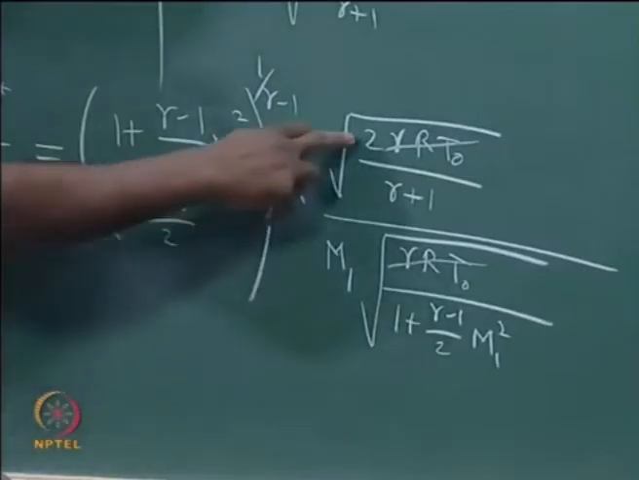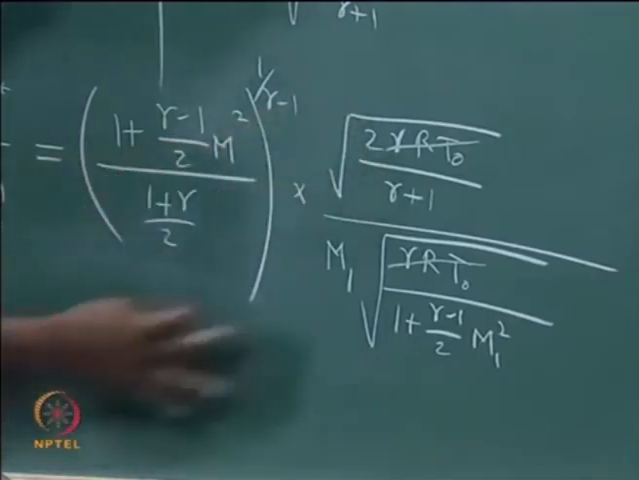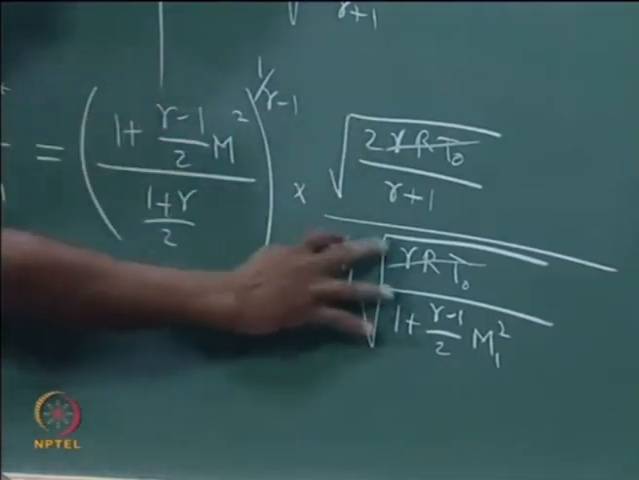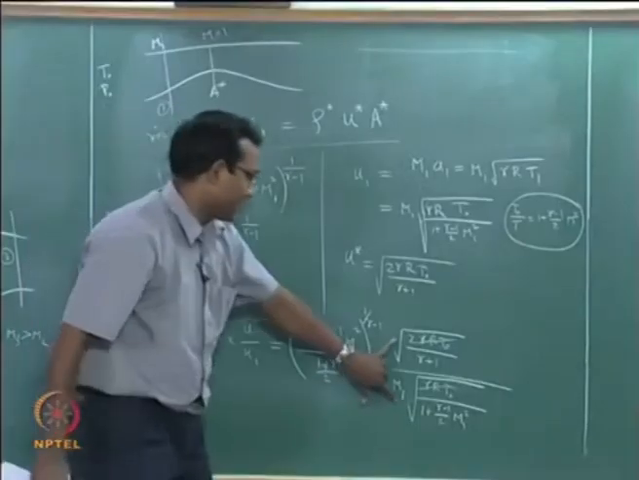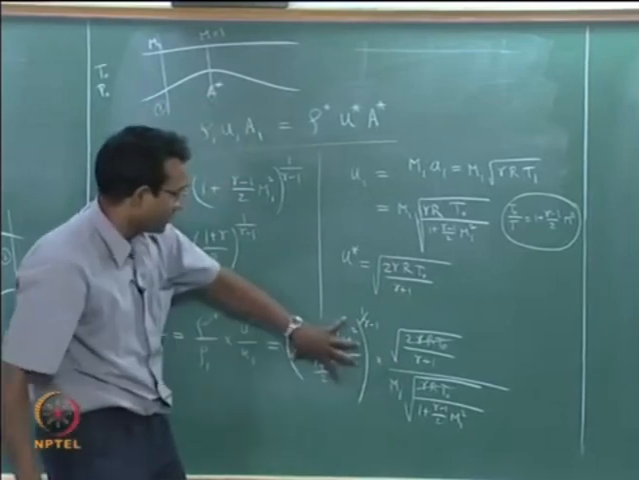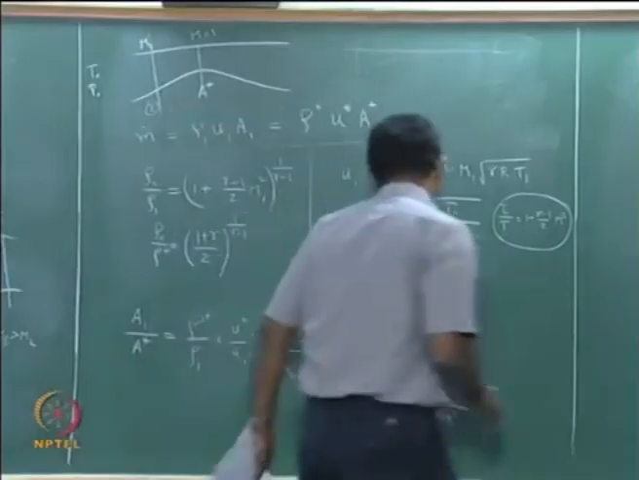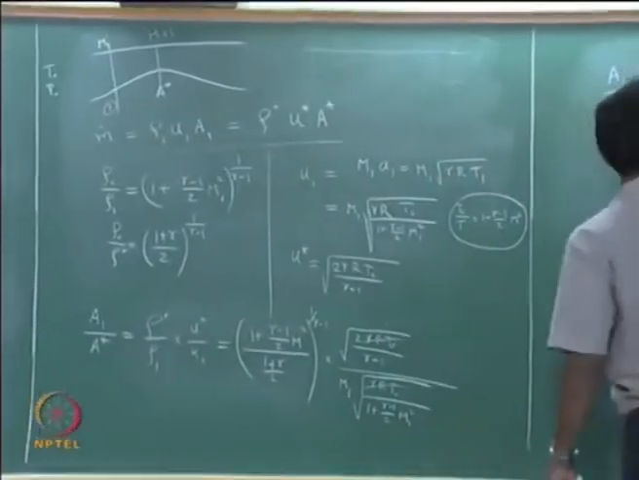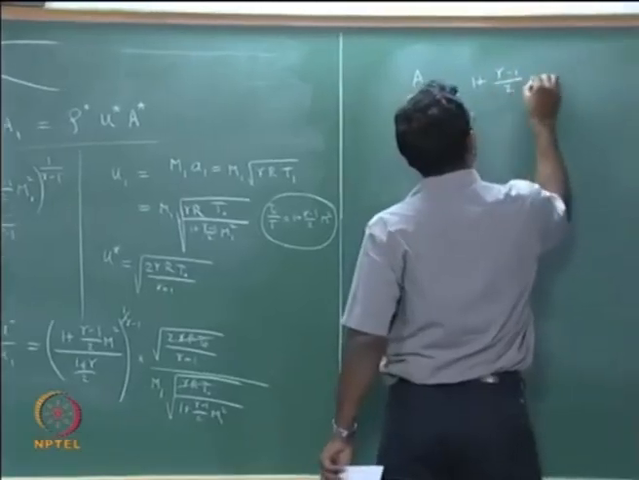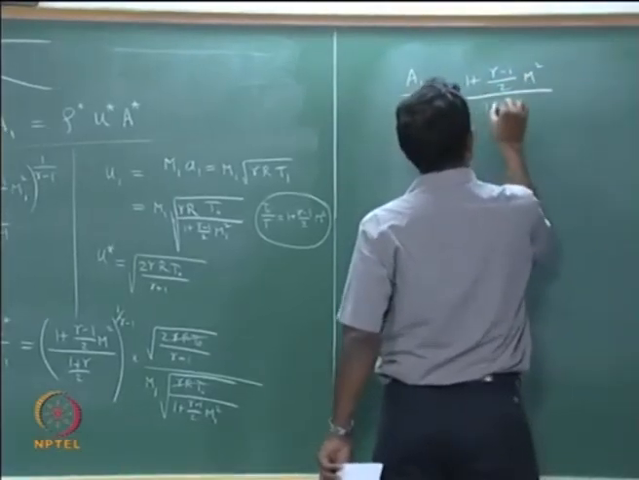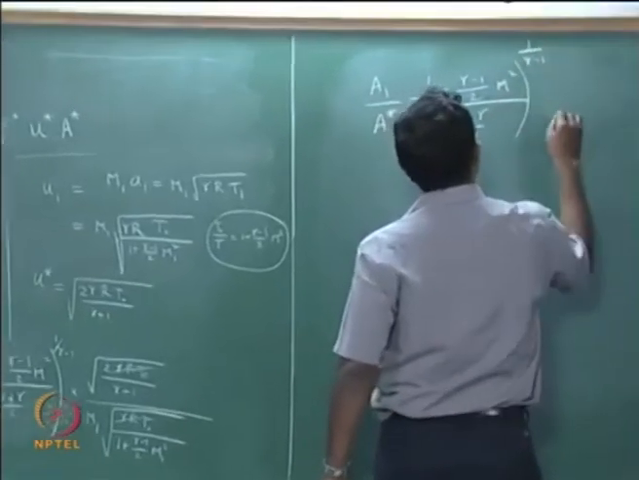If I look here, it will be the reciprocal of this in the numerator, and here the reciprocal of this in the denominator with a square root here. I can rewrite this expression as this whole thing to the power half. That is what will happen here. I will write it like this: 1 plus (gamma minus 1) by 2 m square by 1 plus gamma by 2, to the power 1 by (gamma minus 1).